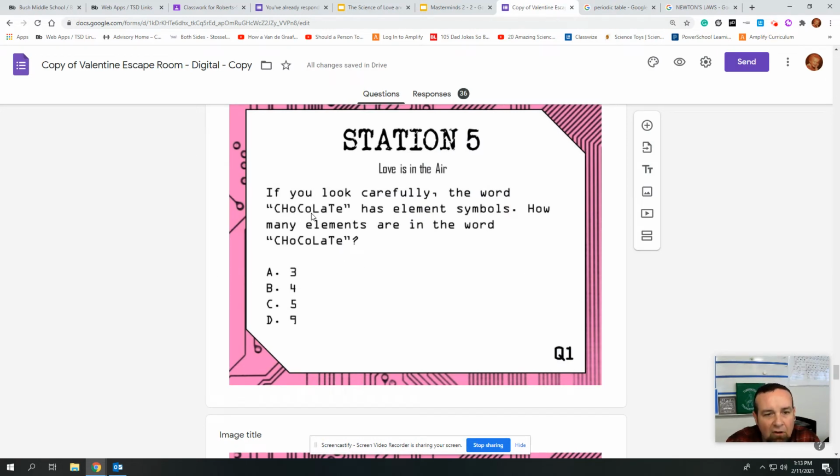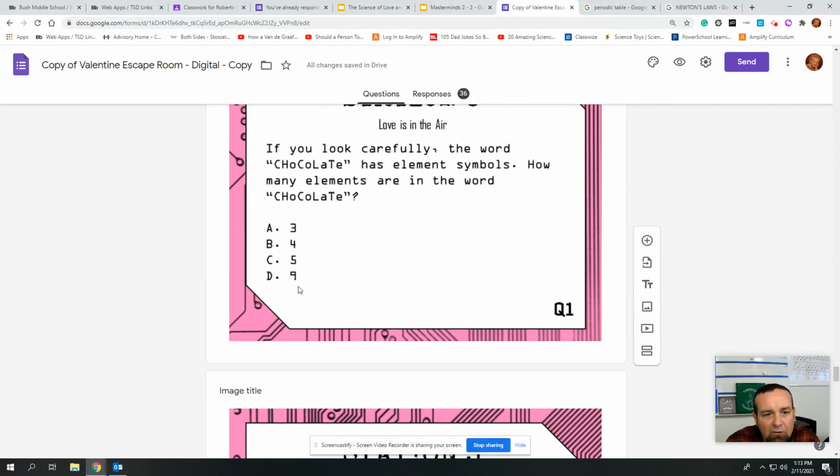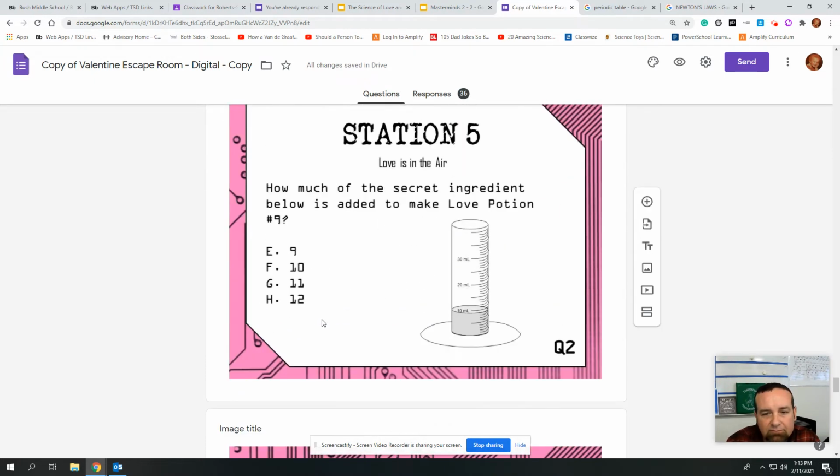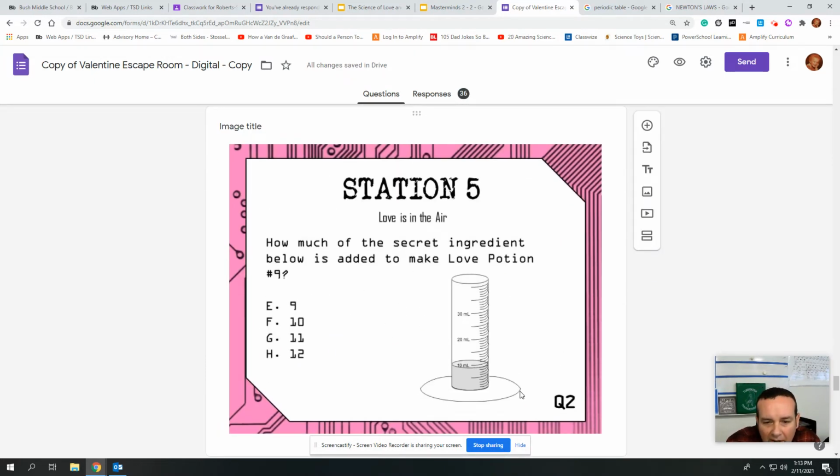and we find Co. That's cobalt. La is lanthanum, and then Te is tellurium. And so that means we have 5. So our answer is C5. For this one, we need to look at this little graduated cylinder and try to figure out exactly where that water line is, or that fluid line. Actually, it's the secret ingredient to the love potion. So it's 1 tick below 10, so that would be E.